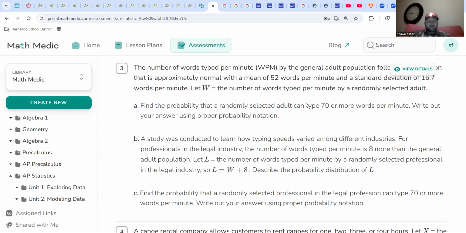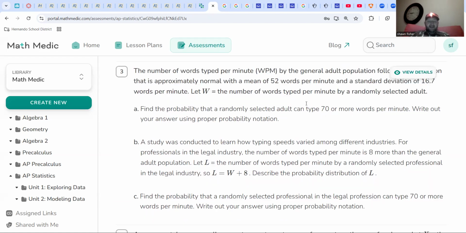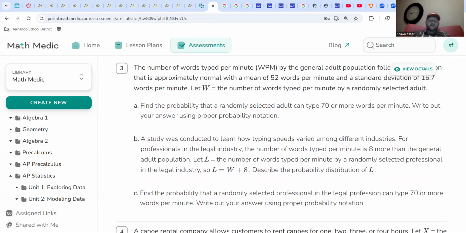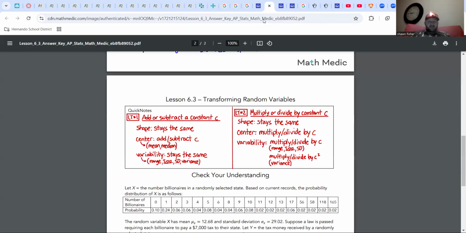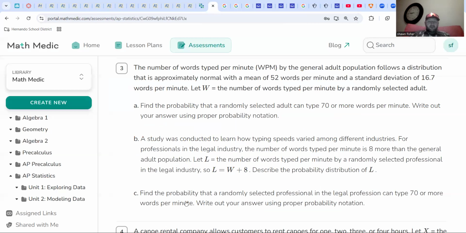Well, it's going to be the exact same thing as the mean. However, can the mean get changed with addition and subtraction? I'm going to use my notes again. Here's my notes. Oh, yes, my mean can get changed. So my new mean is now going to be whatever W was. Well, what was W? 52 plus 8. My new distribution mean is now going to be 60.